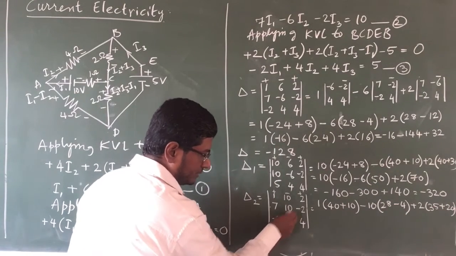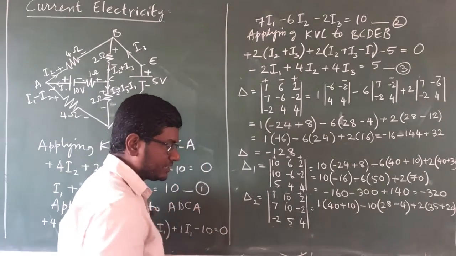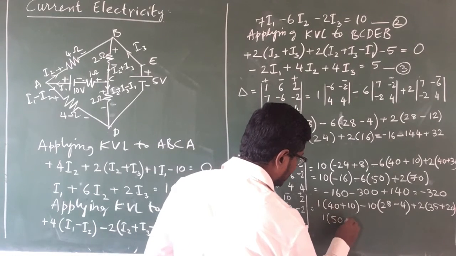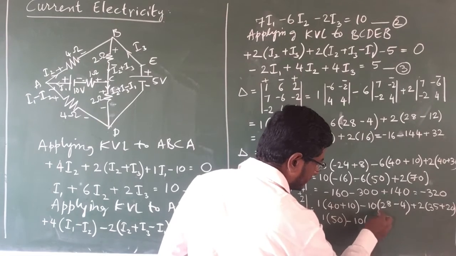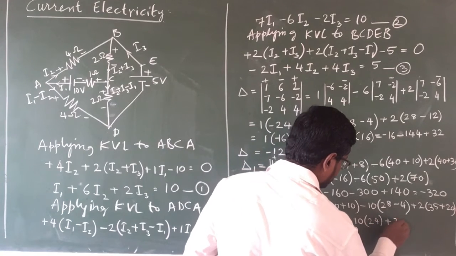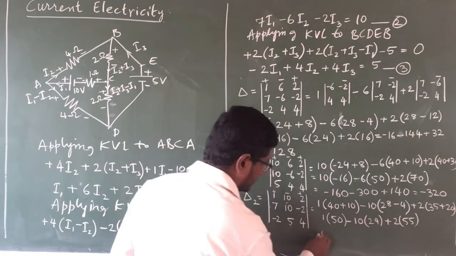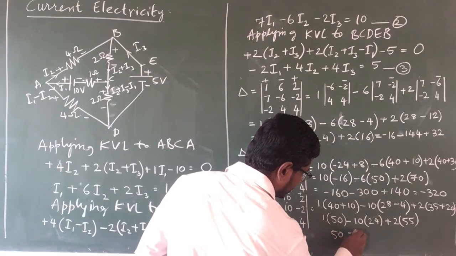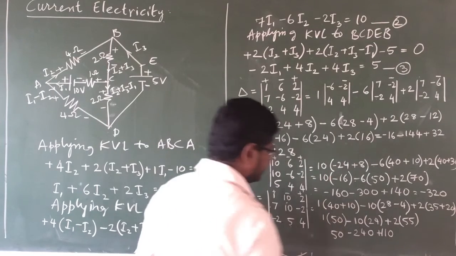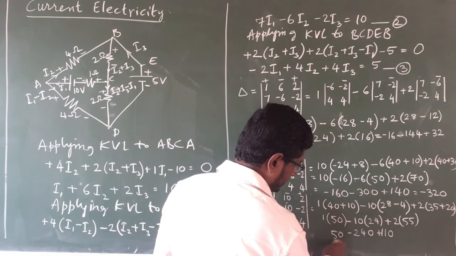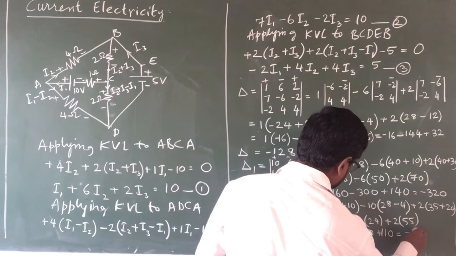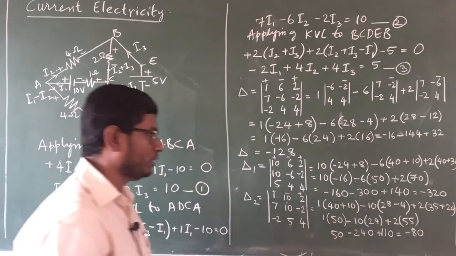So it is minus 2 into 10, it is going to give me minus 20. There will be a minus on the top of the 10, it is going to become plus 20. So 1 into 50 minus 10 into 28 minus 4, 24. So it will be plus 24 plus 2 into 55. So this gives me 50 minus 240 plus 2 into 55, that gives me 110. So there is 240, 150 and 110 is going to give me 160, 240 it is going to give me minus 80. So that is the value of delta 2.